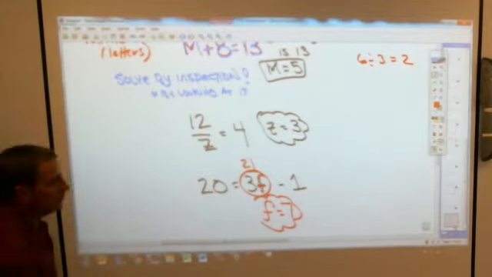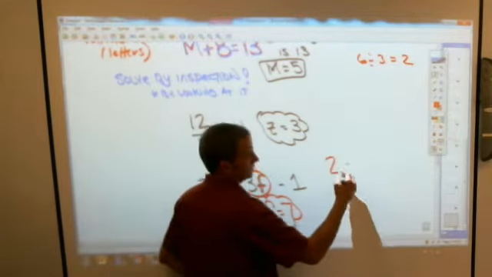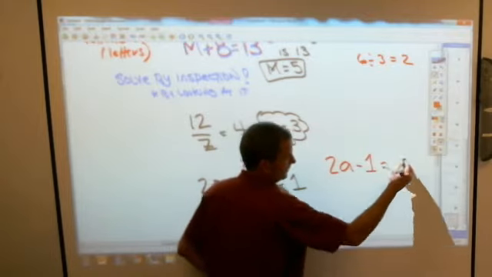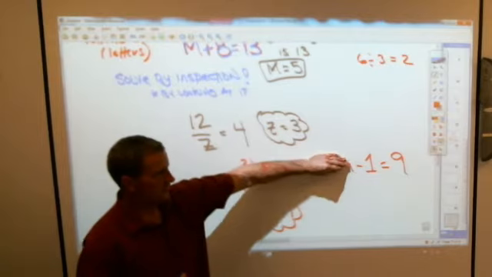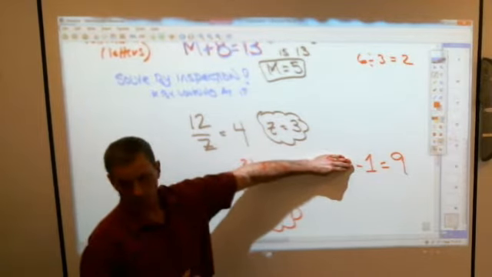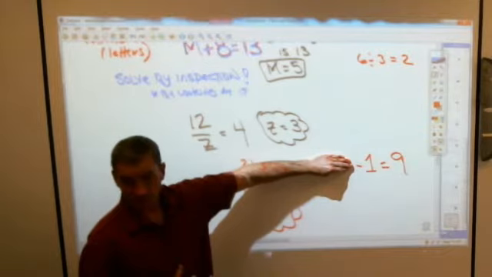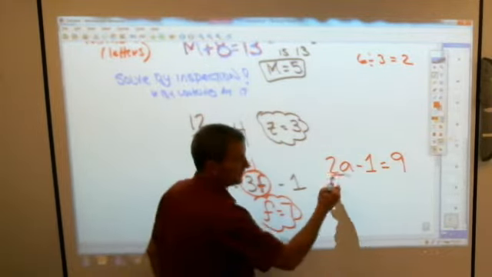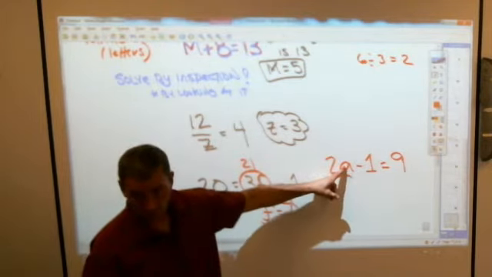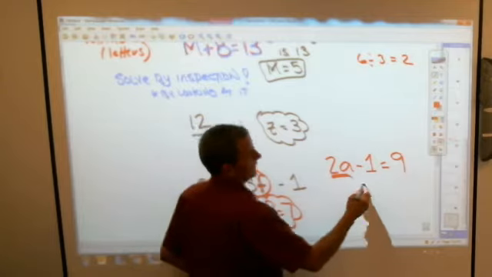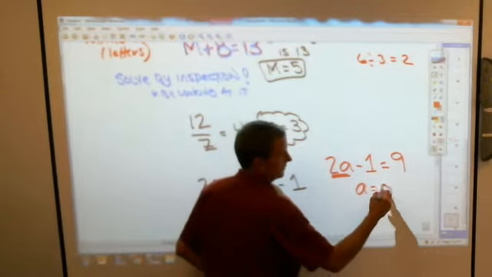How about this one? 2a minus 1 is 9. Don't think about this yet until you figure out what number, when you subtract 1 from it, is 9. What number, when you subtract 1 from it, is 9, Zachary? 10. So you know this has to be 10. 2 times what number is 10? Caleb? 5. So a has to be 5.